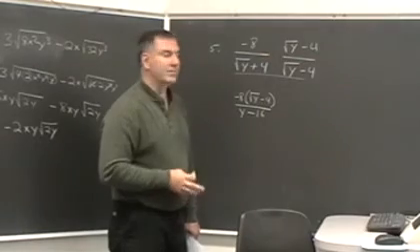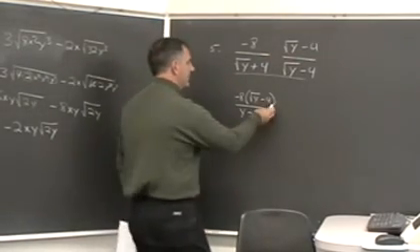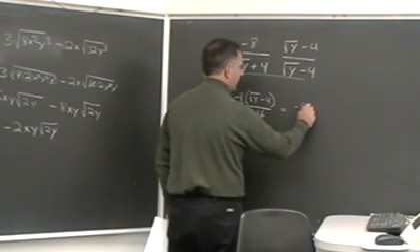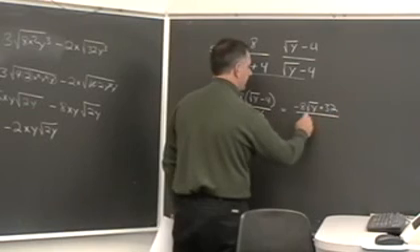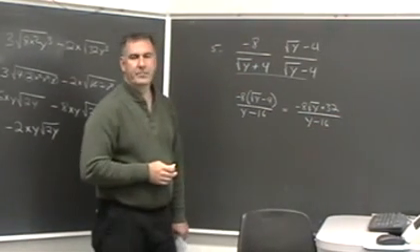Now you can distribute that problem. It really doesn't make a difference. It's not going to affect the outcome of the problem. So this answer is right, or if you did distribute it, you'd end up with minus 8 square root of y plus 32 over y minus 16. Either answer would be acceptable.